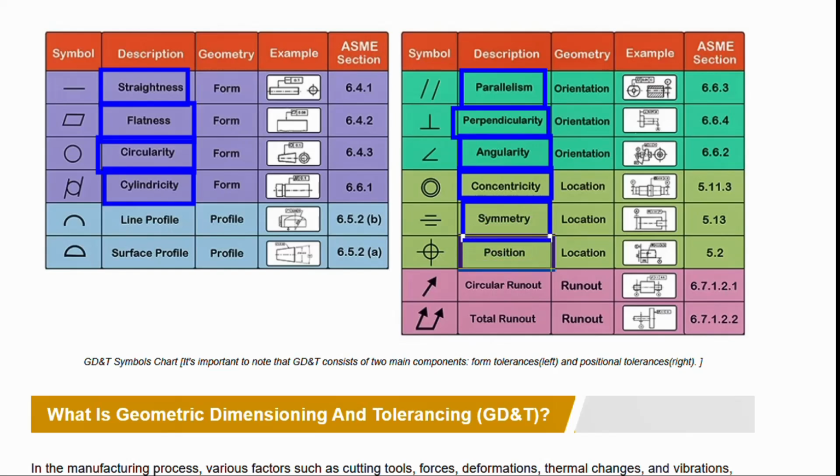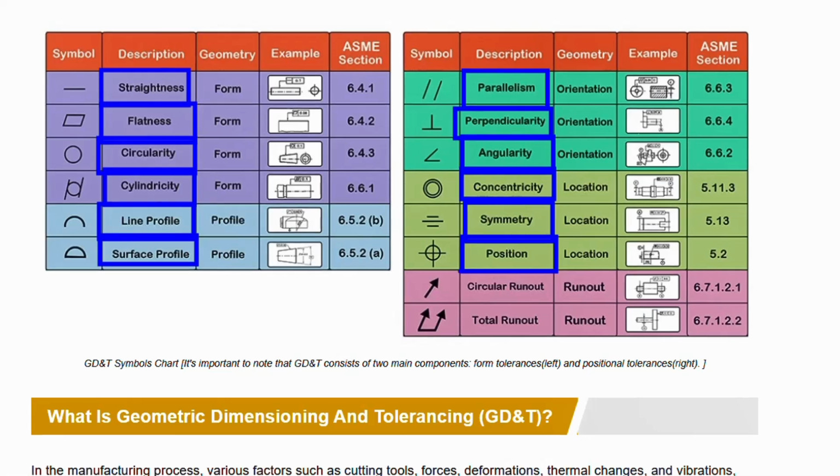Now 2 profile control types of GD&T symbols. 1. Profile of a line. 2. Profile of a surface. Now 2 runout control types of GD&T symbols. 1. Circular runout. 2. Total runout.